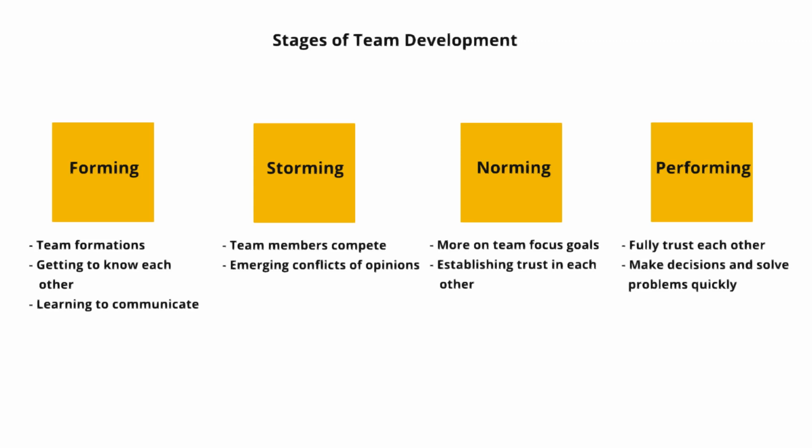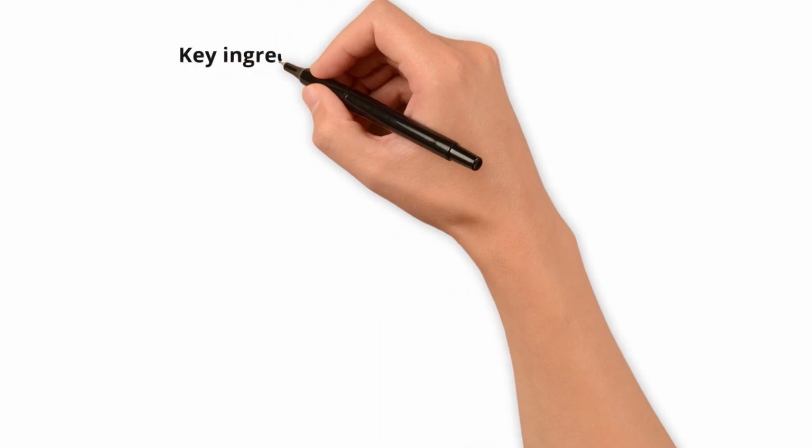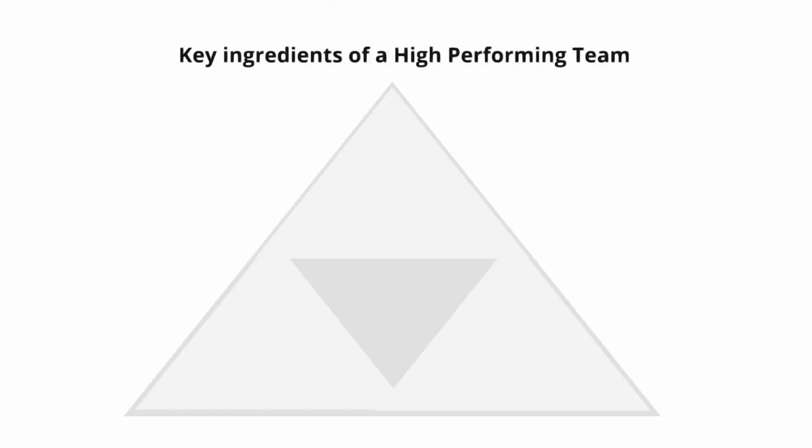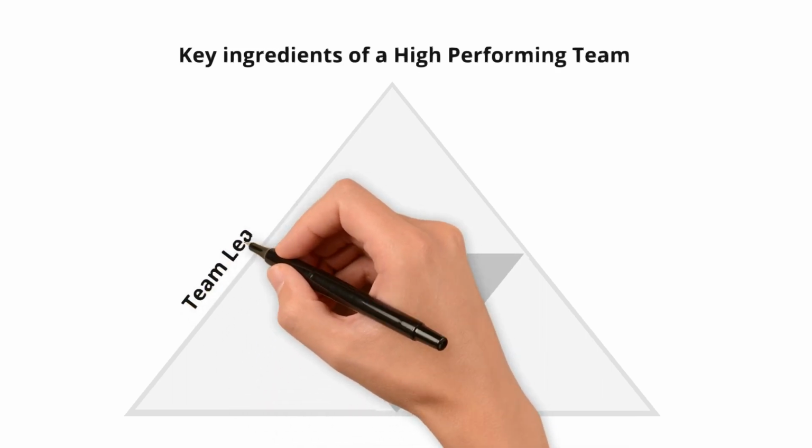Bear in mind that you may continuously move from one stage to another depending on different circumstances, such as when a new person joins, you may go back to the forming stage or storming stage, and likewise when you have new maturing projects, you may move on to a different stage. So, what ingredients are you looking for in a high performing team?